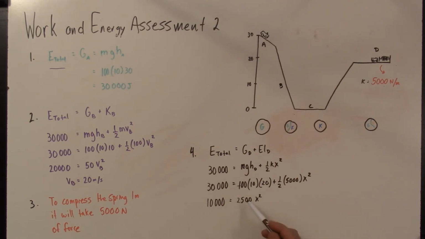And we can see 10,000 divided by 2,500 is 4. Take the square root. X is equal to 2 meters. So this is the compression distance of the spring. It's 2 meters.